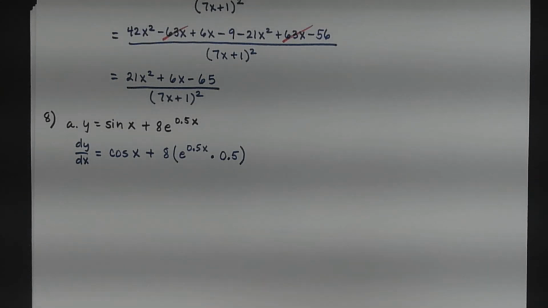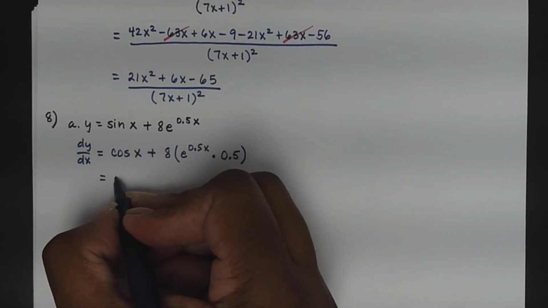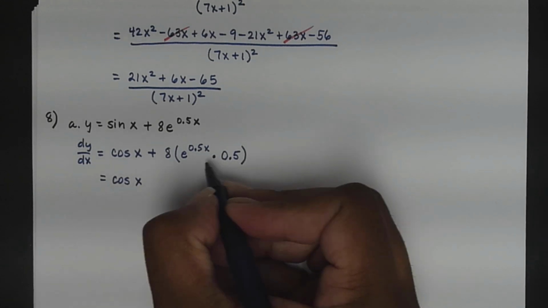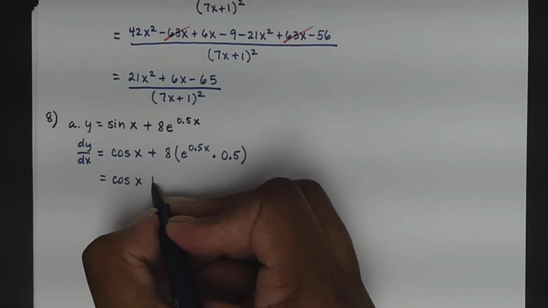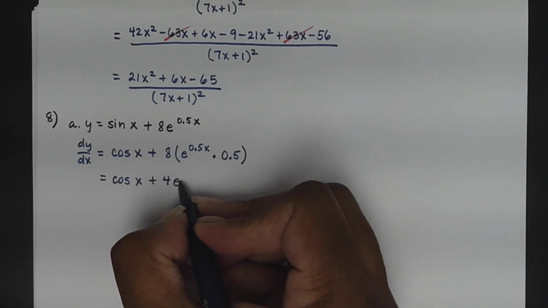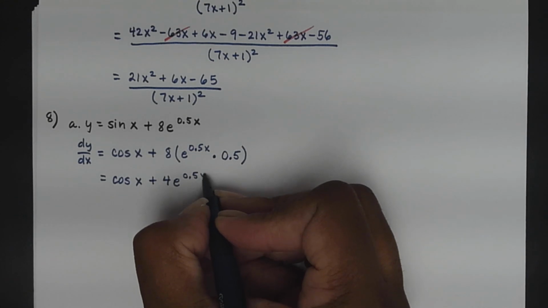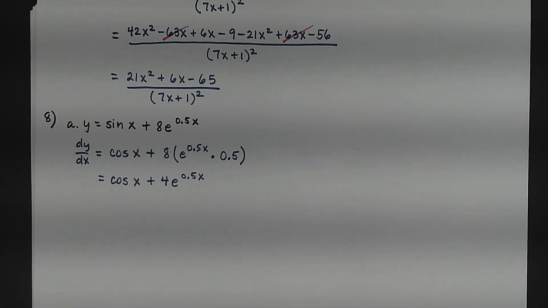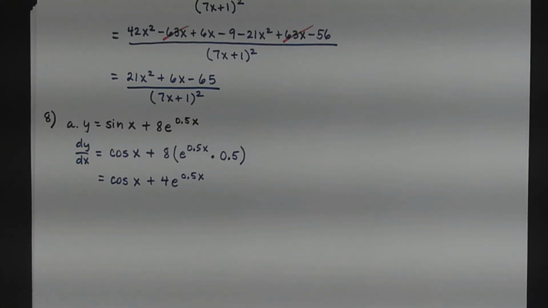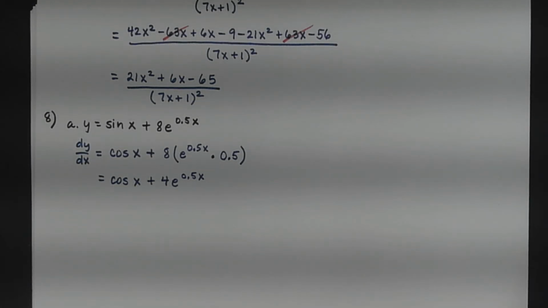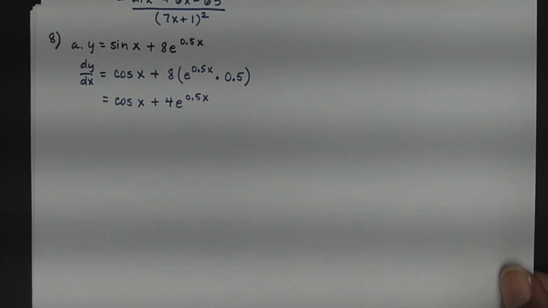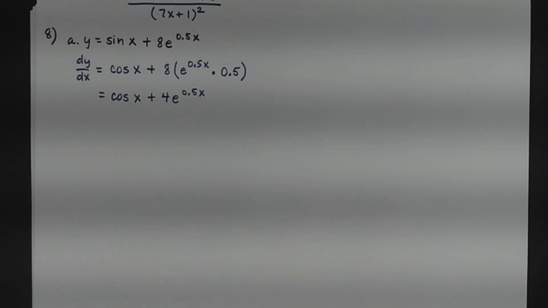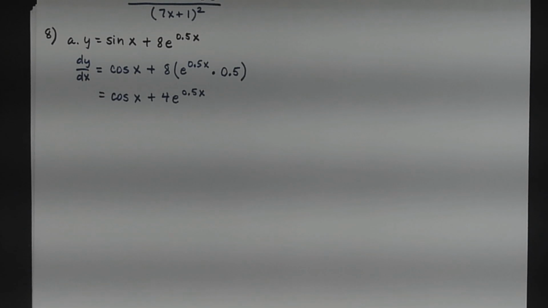Now let's simplify this a bit. Well, bring down that cosine of x. I can take 1/2 of 8, that's going to give me 4, so that'll be plus 4 e to the 0.5x. And that's all there is to it. So that derivative would be cosine of x plus 4 e to the 0.5x. All right, now part B of number 8.